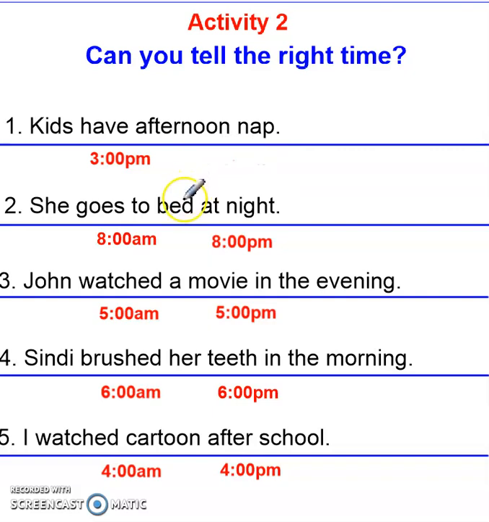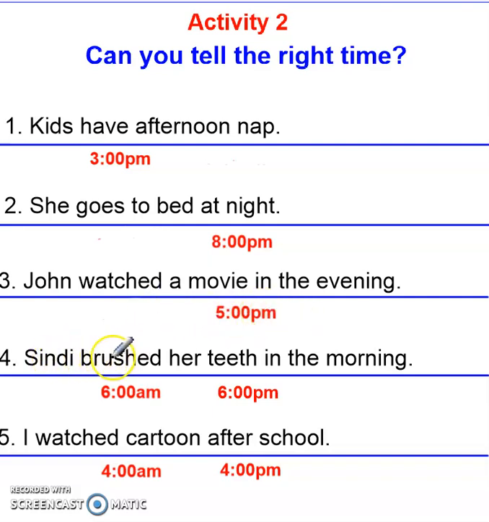The next one. She goes to bed at night. Is it 8 a.m. or 8 p.m.? At night. Oh, this is the wrong answer. So it can't be 8 a.m. She goes to bed at night, 8 p.m. John watched a movie in the evening. In the evening, is it a.m. or p.m.? It's p.m., so this should be out. Okay, so John watched a movie in the evening at 5 p.m.